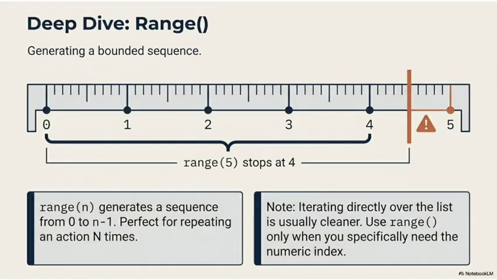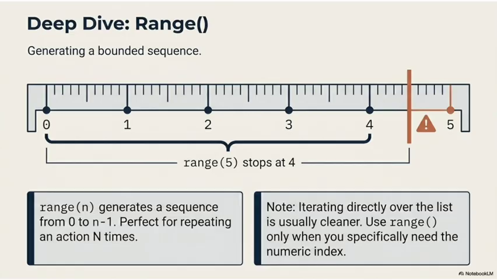Range generates a sequence of integers from 0 to n-1. And that's the right tool when you need to repeat an action a specific number of times. For example here, range of 5 produces 0, 1, 2, 3, 4. It stops before the number you give it. This is intentional. The sequence has exactly n elements, matching the length of a 0-indexed list. So something like range(len(my_list)) generates every valid index for that list.